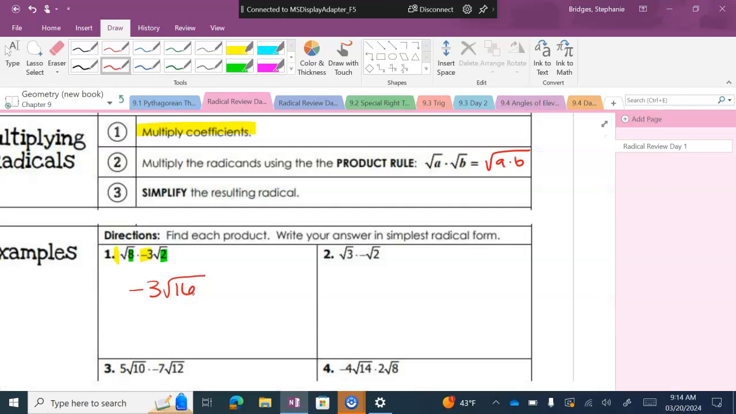Once I do the multiplying, then I have to simplify if I can. Okay, so let's look at the square root. Is 16 a perfect square? Yes, it is. So we can simplify that. We're going to keep that negative 3. And what is the square root of 16? 4. So that turns to just 4. Right? Okay. And then we multiply. What is negative 3 times 4? Negative 12.